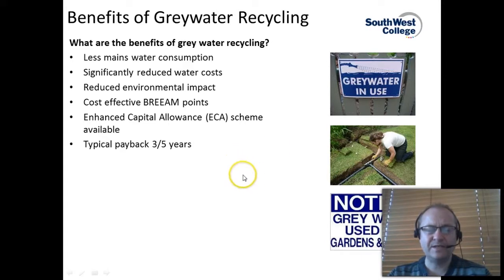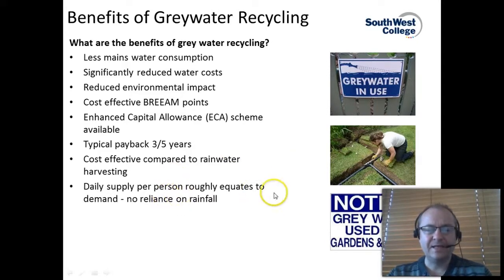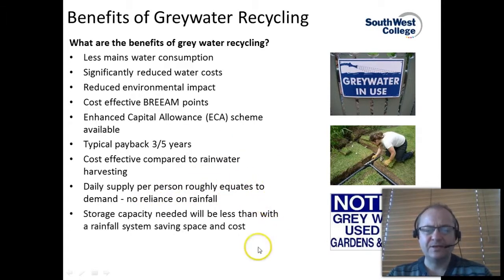Typical payback of a system is somewhere in the range of 3 to 5 years. It's cost effective in comparison to rainwater harvesting. Its daily supply per person roughly equates to the demand, so you're not relying on rainfall, which is another benefit. And the storage capacity needed is less than with a rainwater system, which saves both space and cost.